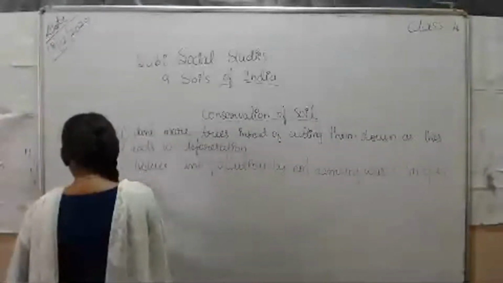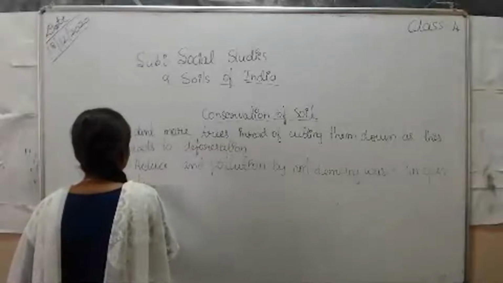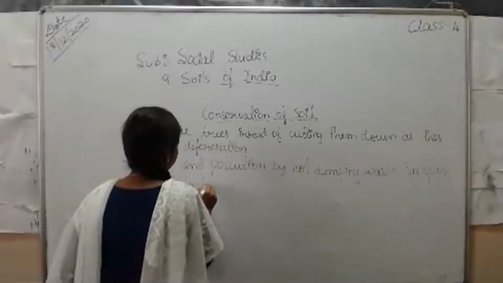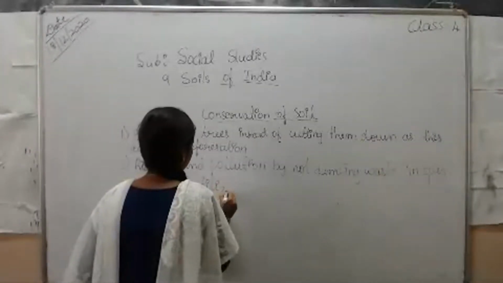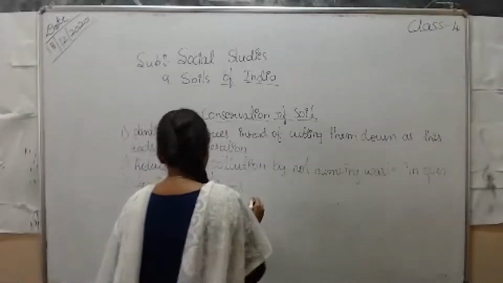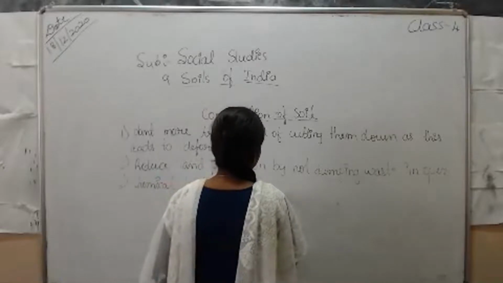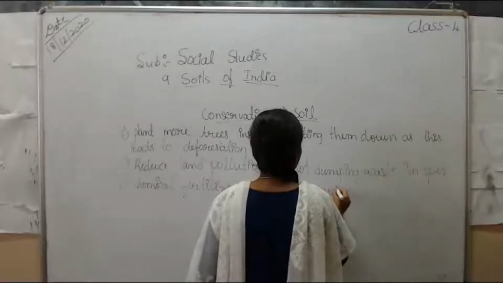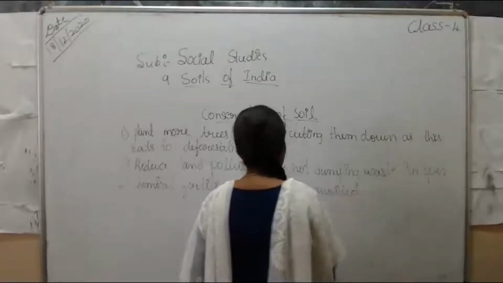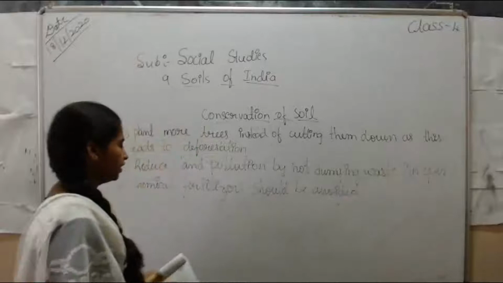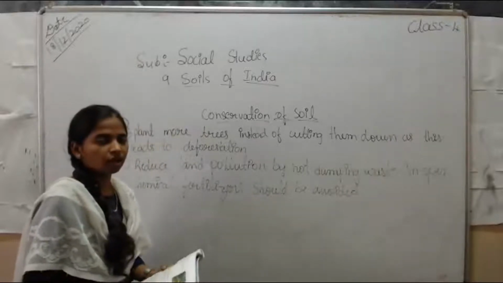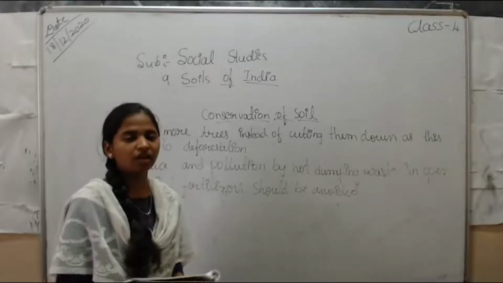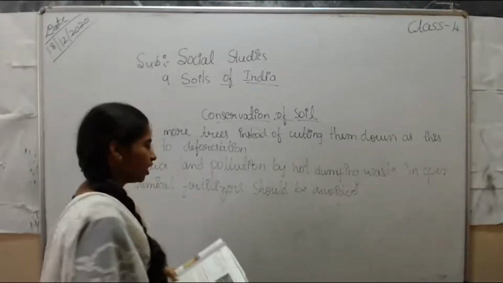Then third one, chemical fertilizers should be avoided. So that is because they decrease the soil fertility. So what happens if we use the chemical fertilizers? They get mixed up with the good soil and they make the soil non-fertile.